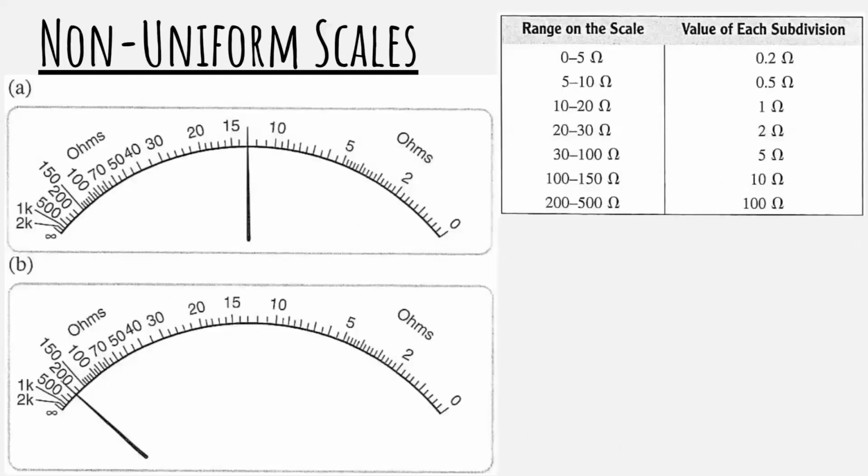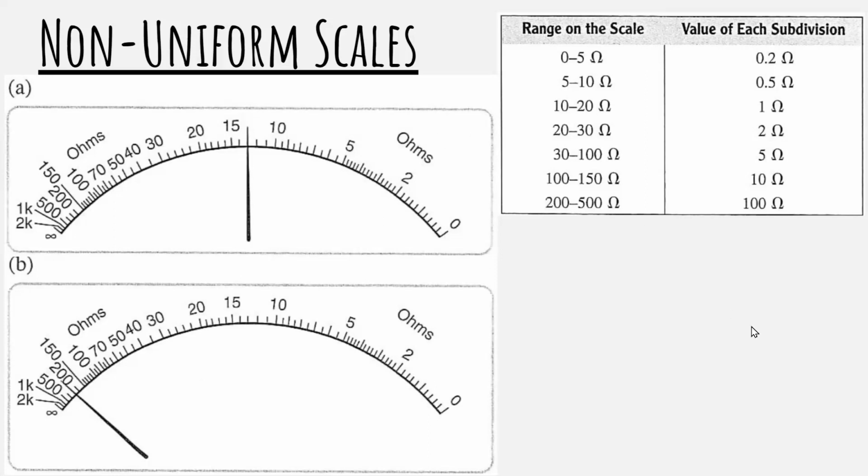All right. Next, we've got non-uniform scales. So here we've got 2 ohm meters. We're reading ohms. We've got different ranges that have different subdivisions. So you have to pay close attention to where you are on your ohm meter to make sure that you are reading that subdivision correctly. So we're just going to read where the needle ends up.